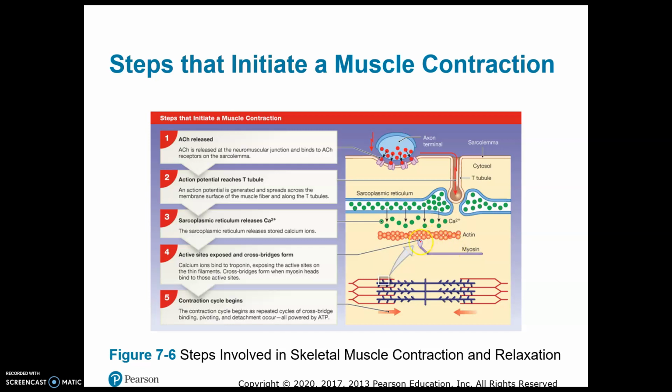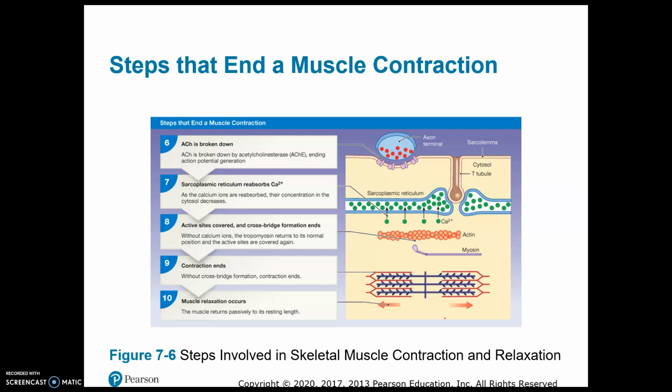and then it can pivot and do a power stroke. In other words, that myosin head will pivot and pull the actin filaments in closer together, like you see down here, and that's a contraction. And then the end of the contraction is when ATP binds to the myosin heads, and then they detach from the actin, and the muscle fiber relaxes.